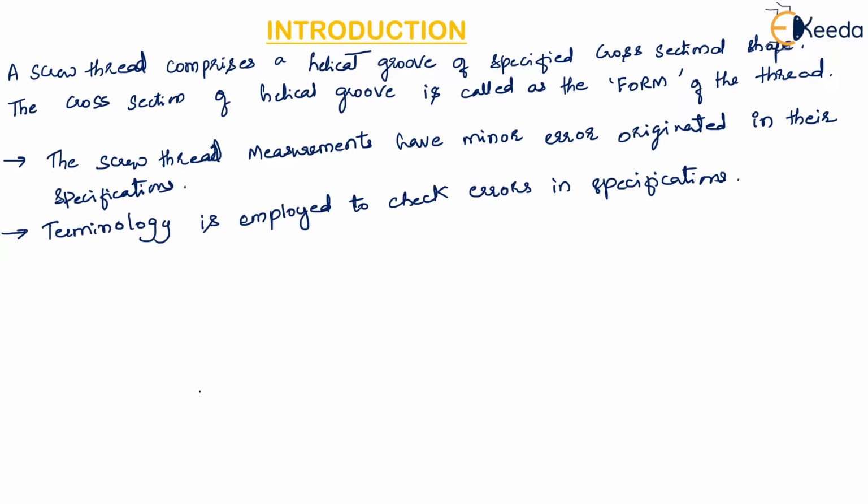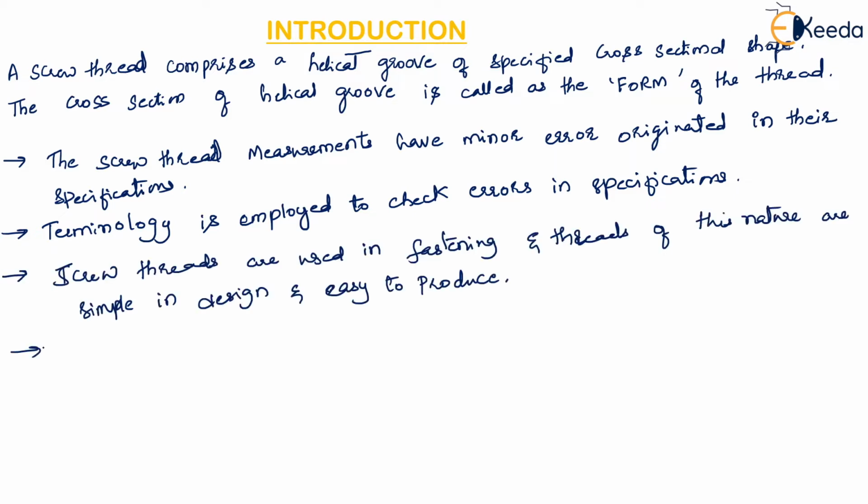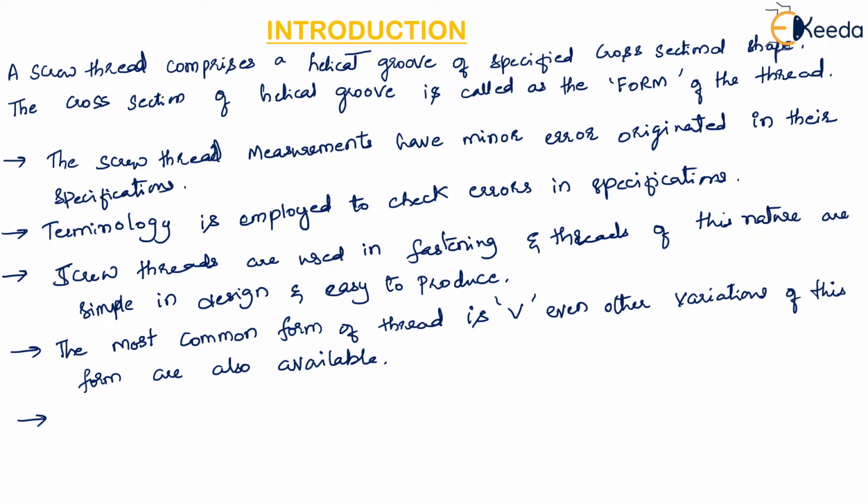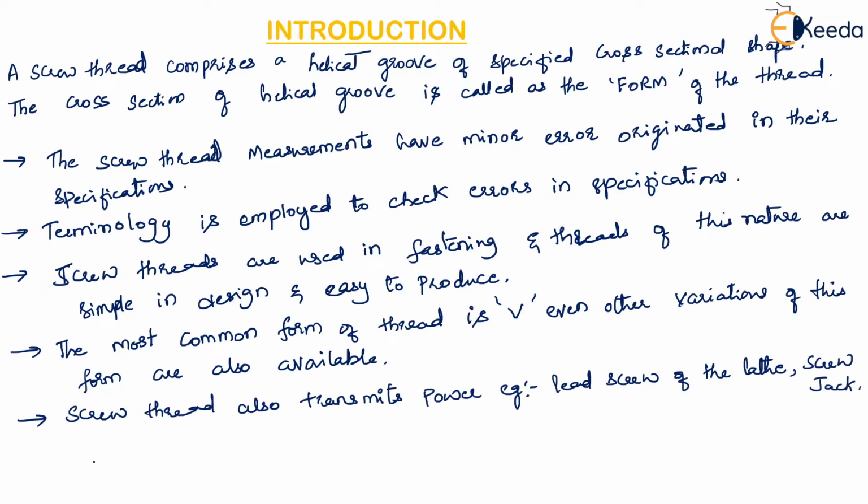Screw threads are used in fastening, and threads of this nature are simple in design and easy to produce. The most common form of the thread is V, but other variations of this form are also available. The other function of screw thread is to transmit power. For example, we can take the lead screw of the lathe or the screw gauge. Screw threads are also used in measuring devices like micrometers.